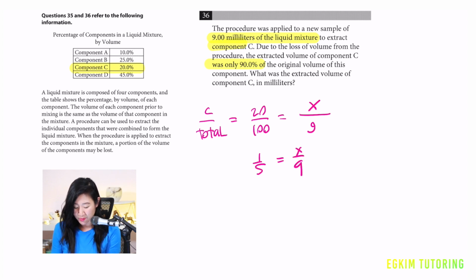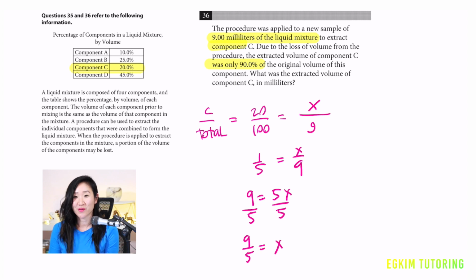And now you can cross multiply. So you have 9 is equal to 5x. Divide each side by 5. And then you get 9 over 5 is equal to x. But this isn't your final volume.